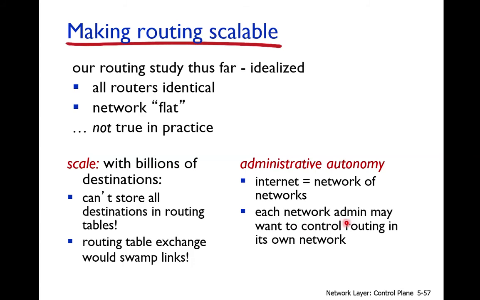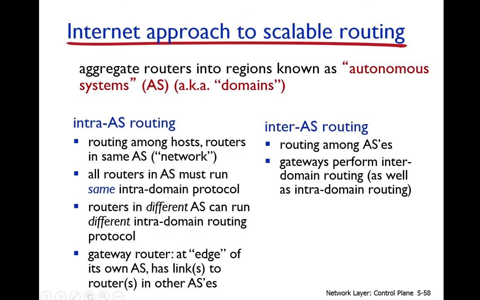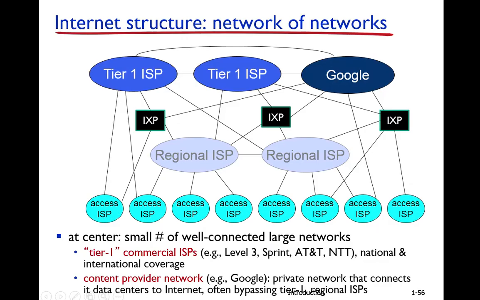Each network administration may want to control routing in its own network. So in the internet approach, we use a word called autonomous system. What is an autonomous system? Basically we aggregate routers into regions known as autonomous systems or domains. If we have a region, you can say this is one autonomous system, this is another autonomous system, this is another, and this is another, and so on.